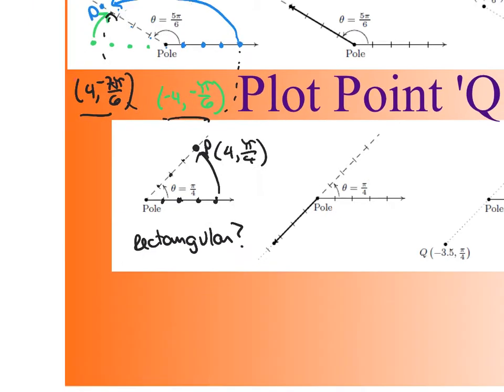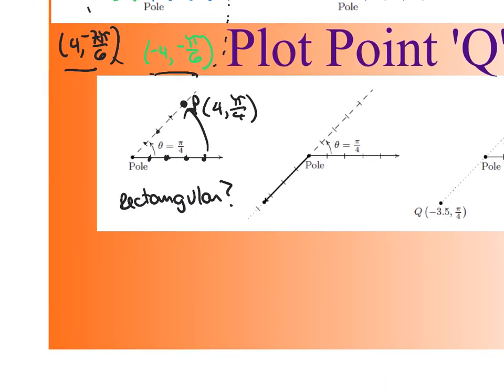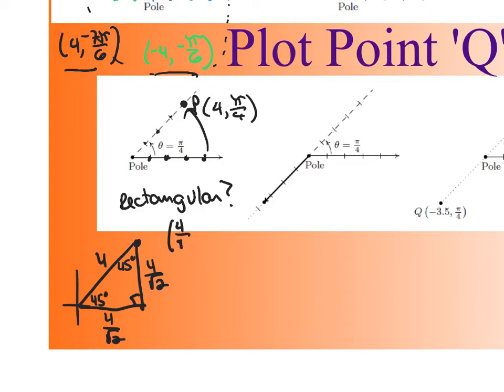Okay, well, a couple of things that we know. We know that this is a right triangle with a hypotenuse of 4. And I know that theta is pi over 4. Well, pi over 4 is a degree. Isn't that 45 degrees? And if it's a 45, 45, 90, then to find the side, you're going to divide by √2. So this point right here, if we were on a coordinate plane, as a rectangular, would be 4 over √2, 4 over √2.